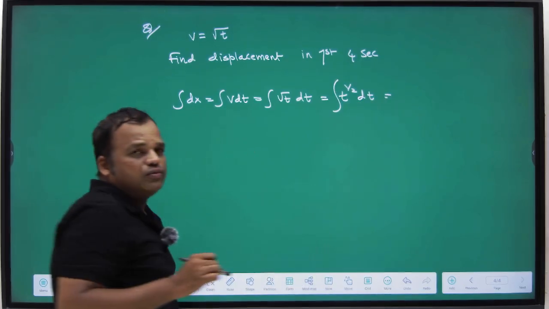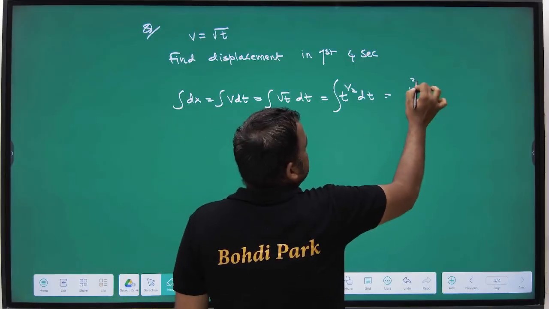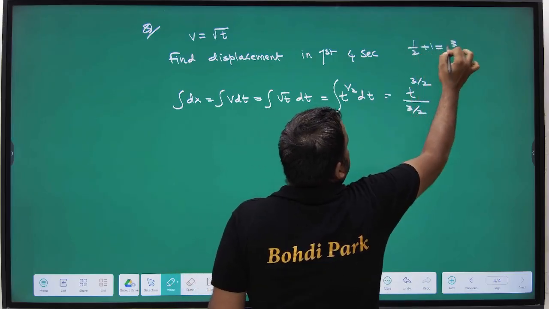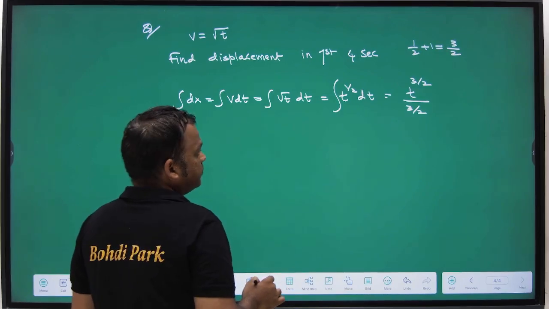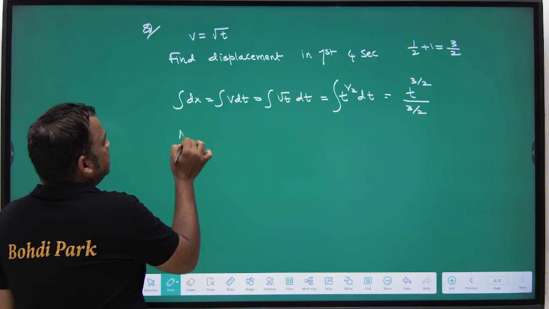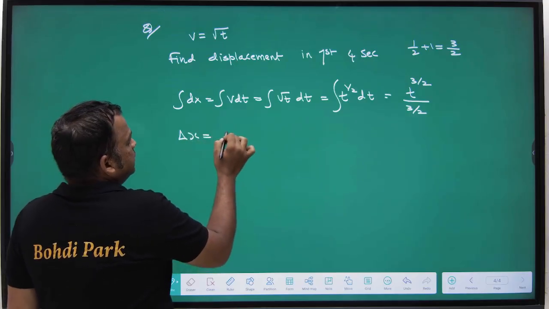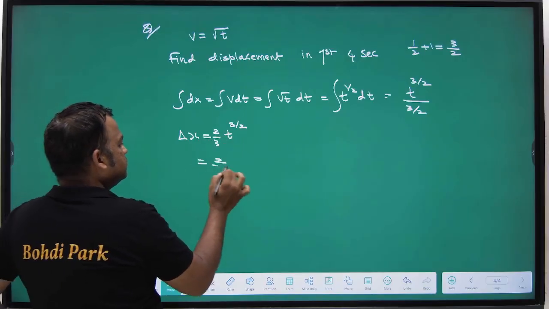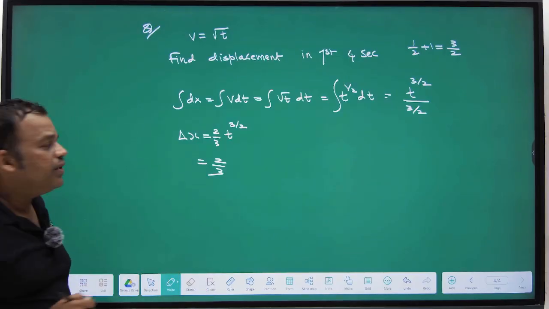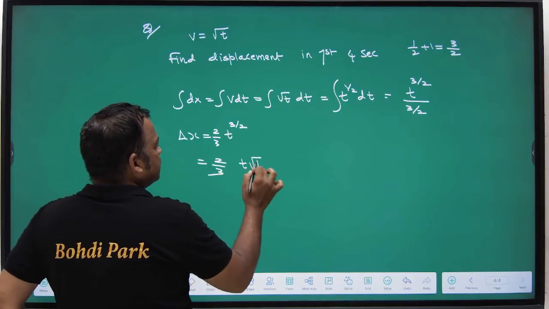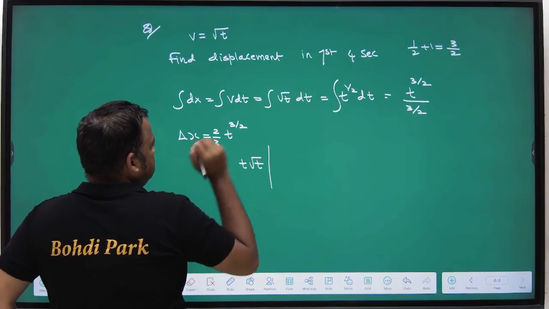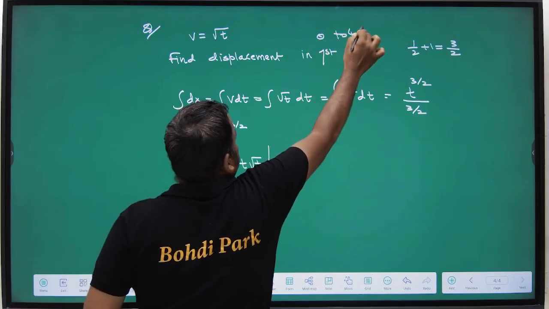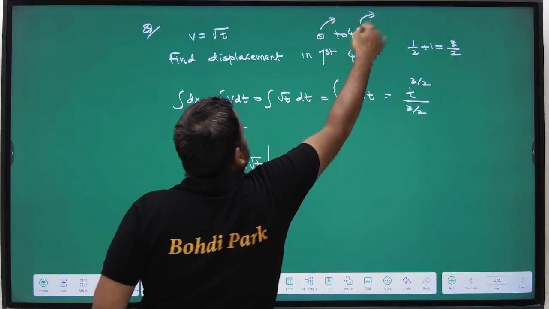Now t raised to 1 by 2 dt will become t raised to 3 by 2 divided by 3 by 2, because 1 by 2 plus 1 is 3 by 2. So we have delta x is equal to t raised to 3 by 2 into 2 by 3, and t raised to 3 by 2 can be written as t square root of t. Now substitute the limits. First 4 seconds means 0 to 4 seconds. So initial is 0, final is 4.